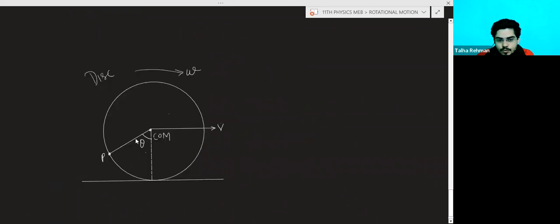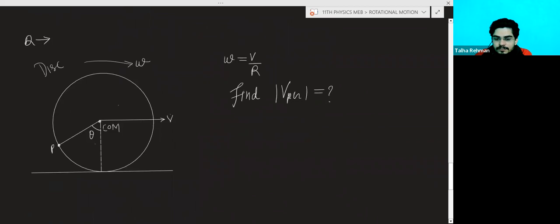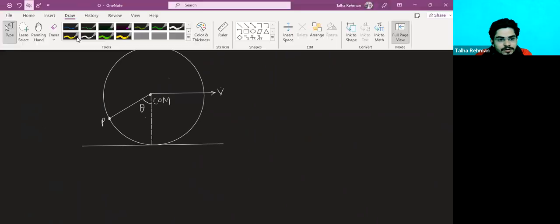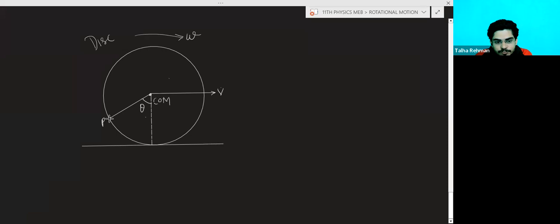Now at this point we want to find the net velocity. First, what is the meaning of the velocity at point P with respect to the ground? It means the net velocity at point P. So how will you find the net velocity at point P? Provide first the velocity of the center of mass. So in this direction there is one velocity, that is this v.